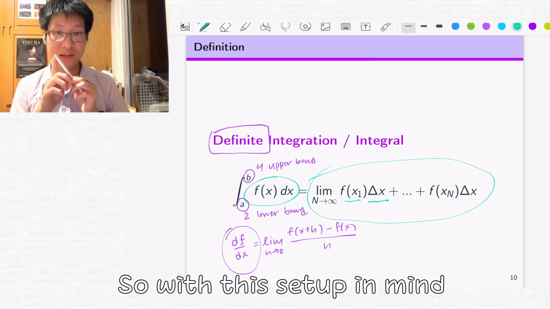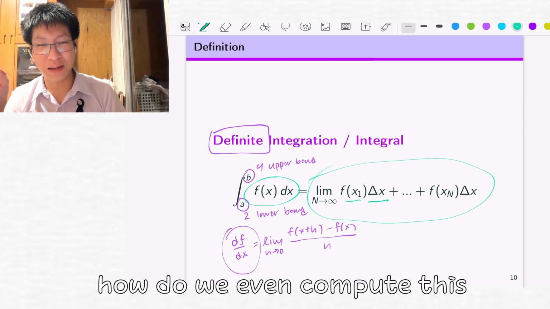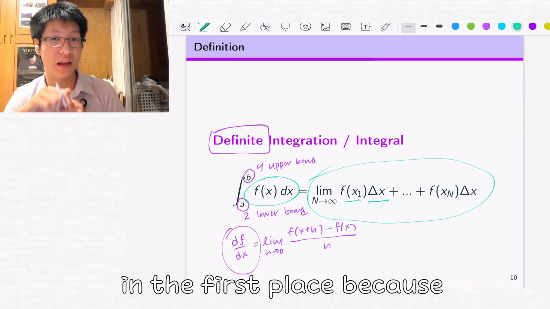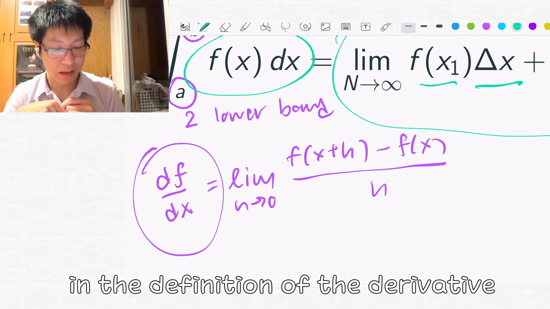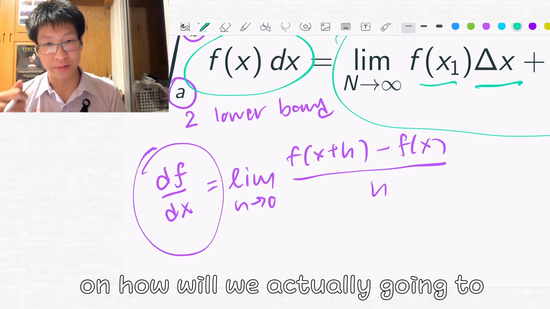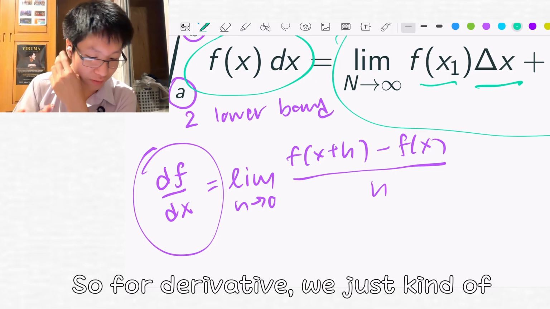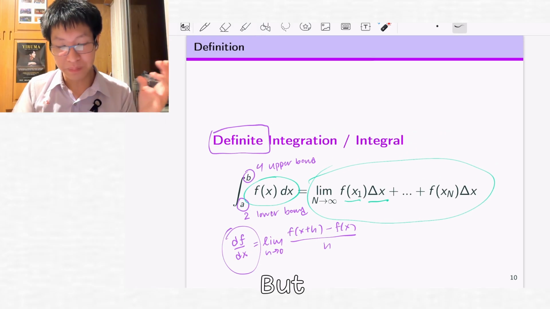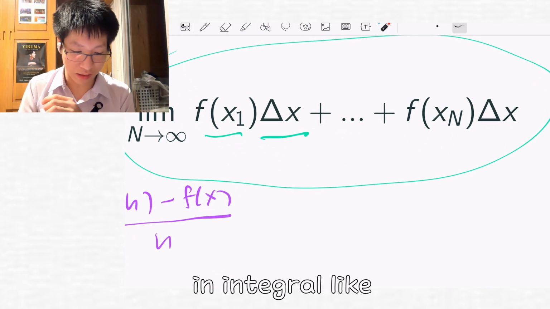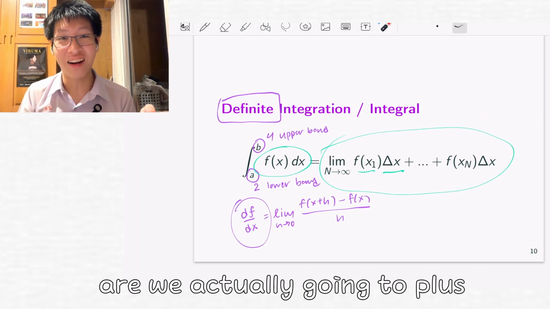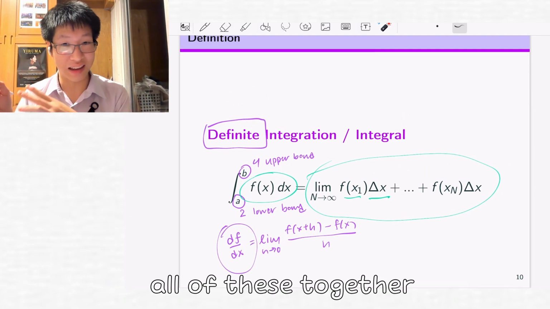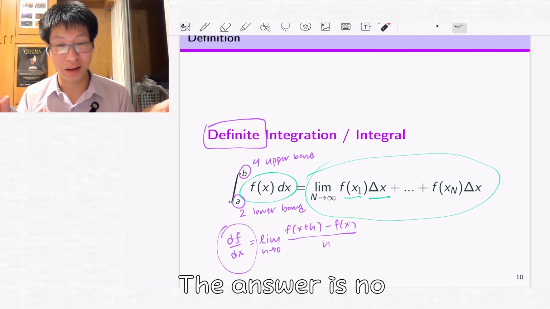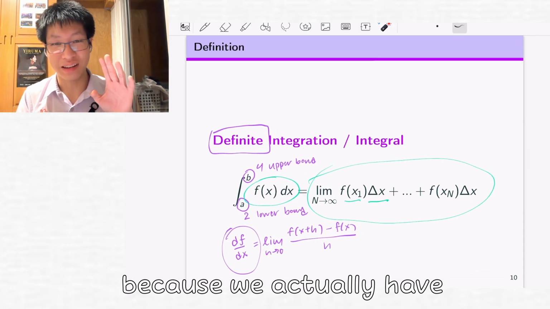So with this setup in mind, how do we even compute this in the first place? Because with the definition of the derivative, it's much more intuitive how we're actually going to compute it. For the derivative, we just take this, minus this, and then divide by this, right? But how do we even do that for the integral? We have infinitely many sums. Are we actually going to add all these together? The answer is no, because we actually have a bit of a trick.